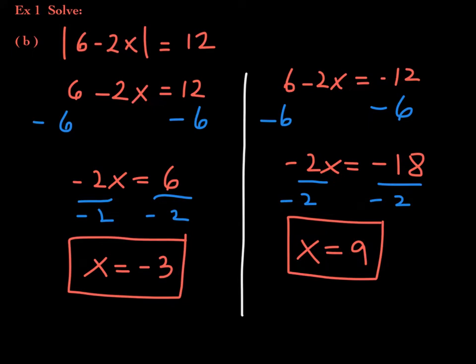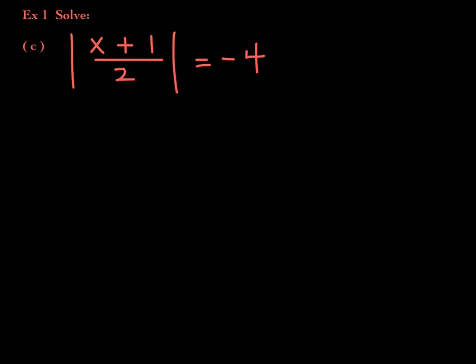All right, cool. Let's look at another example. The absolute value of x plus 1 over 2 is equal to negative 4. Wait a minute. We said earlier that the absolute value of an expression is defined to be its distance from the origin, or from 0. Distance cannot be negative. The absolute value, therefore, of any expression can never be negative, so then this equation has no solution.